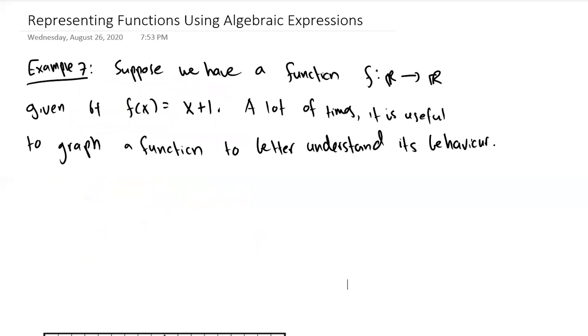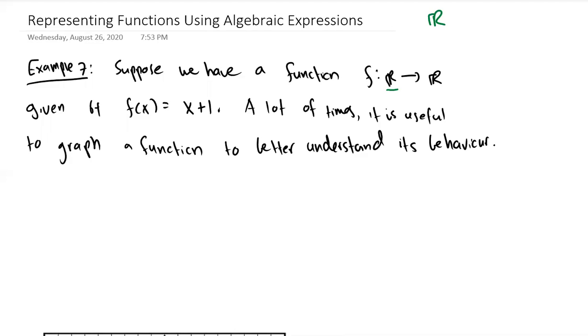So right now we're going to talk about representing functions using algebraic expressions. Right? So again, this is something that you probably saw in algebra in high school. We'll refresh things a little bit here. Right? So example 7. Suppose that we have a function that maps the set of real numbers into the set of real numbers. Remember that this is the symbol that we use for the real numbers. Kind of looks like an R with an extra leg. So you can draw it something like this. So we have a function mapping the real numbers into the real numbers given by f of x equals x plus 1. Okay.